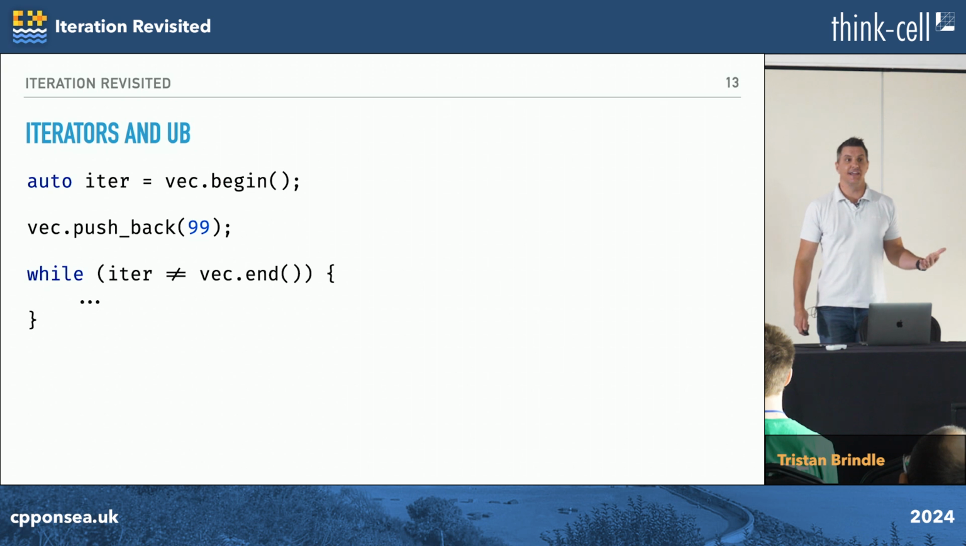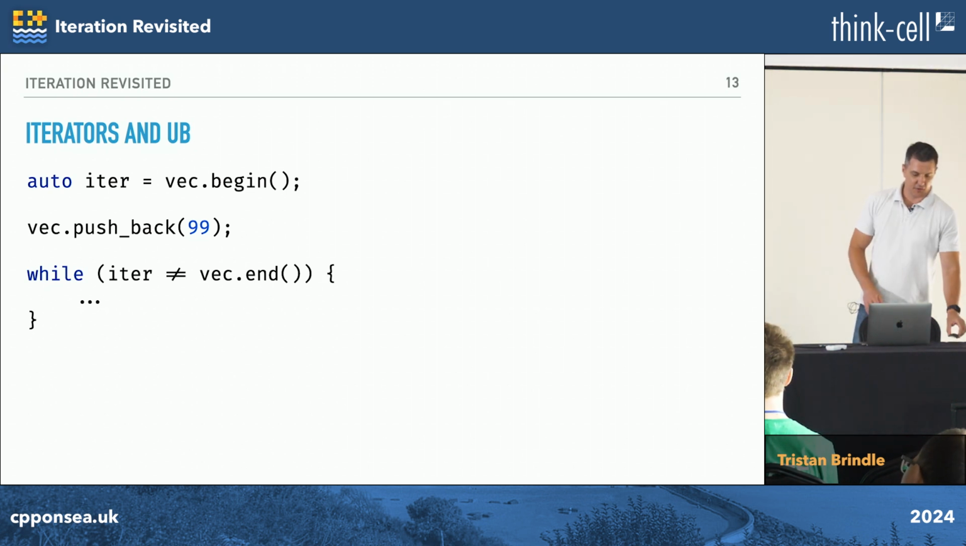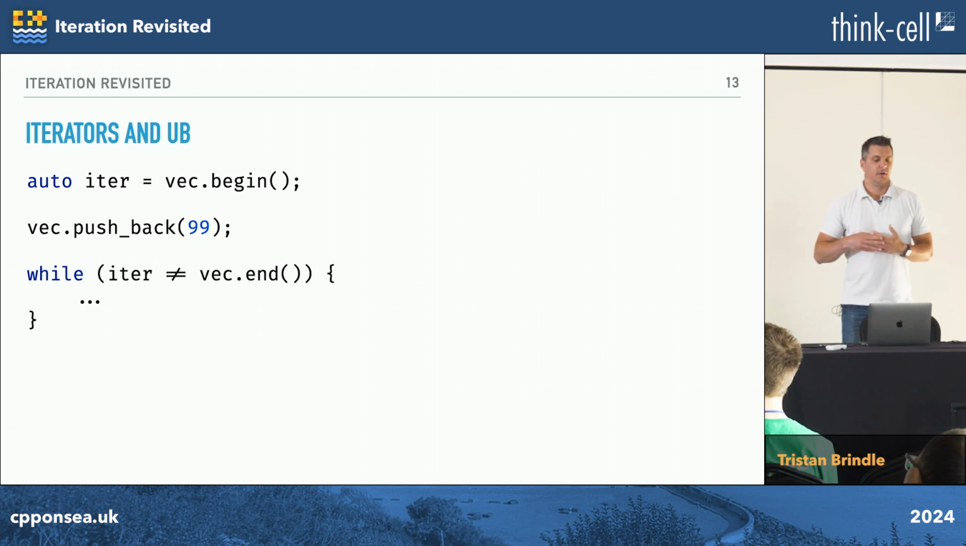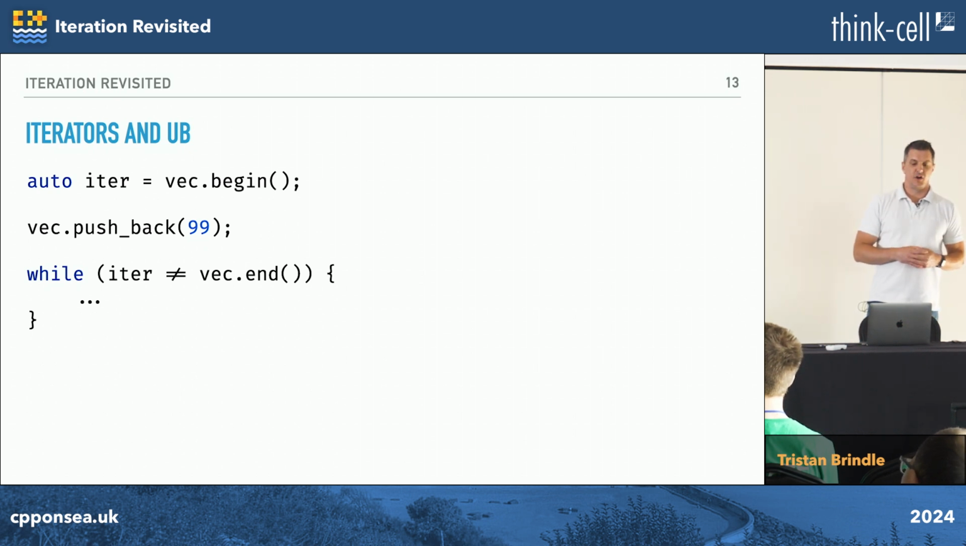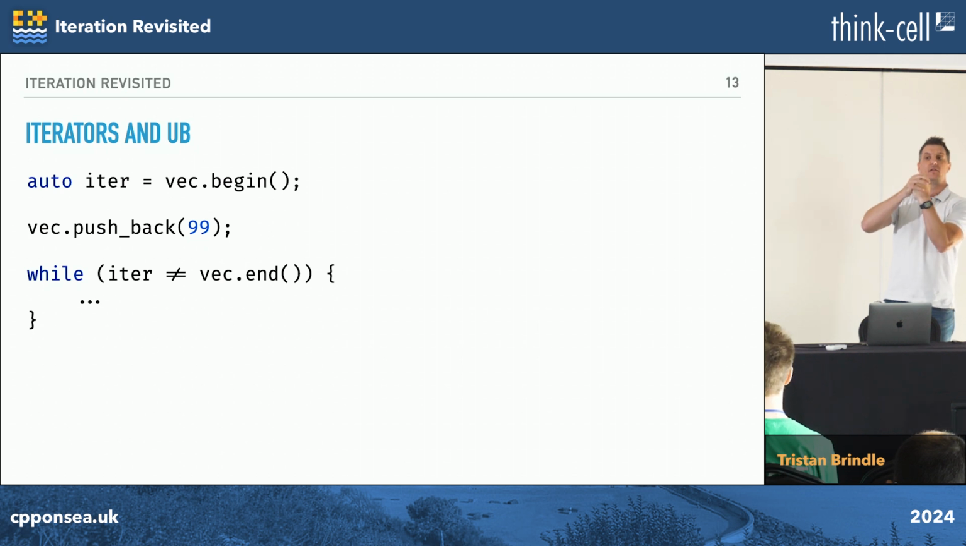The term is iterator invalidation, right? So what's going on here? Well, we're initializing this variable iter with the start of the vector. And what happens behind the scenes is that iter is effectively holding a pointer to the start of the vector's internal data, the vector's internal allocated array.